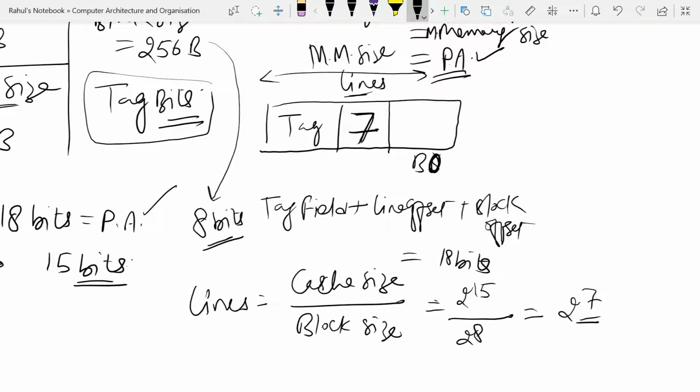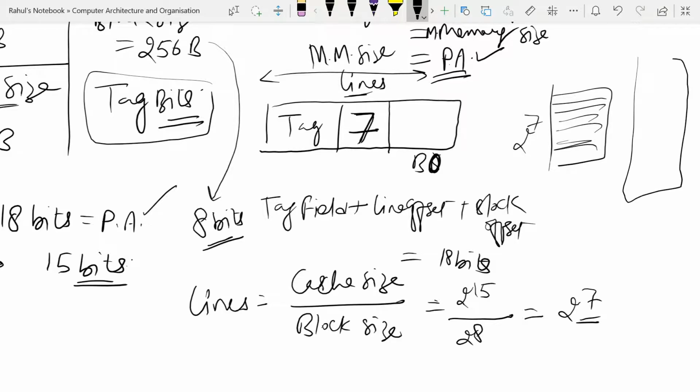So 7 bits will be consumed by the lines, or you can say that total lines are 2 to the power 7, and 7 bits would be required to represent all lines in the cache memory, right? In the cache memory, 2 to the power 7 lines will be required, meaning total 2 to the power 7 lines will be required to represent all the blocks of the main memory. That is the meaning of it.